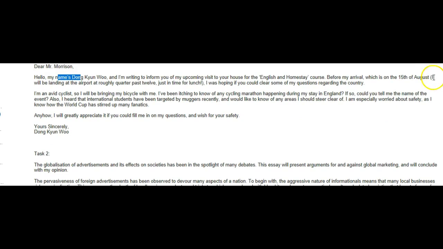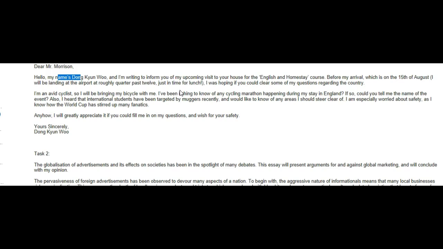So I would have taken this part here. So what are the questions you asked? You asked about your bicycle, the marathon, and any areas that you should steer clear of. Okay, so that part's fine. I would have taken this piece about your arrival. I would have put it at the end of the letter. I think it fits better towards the end.